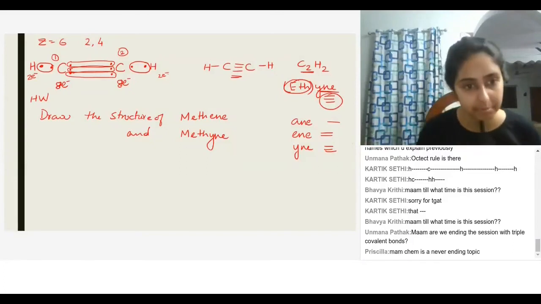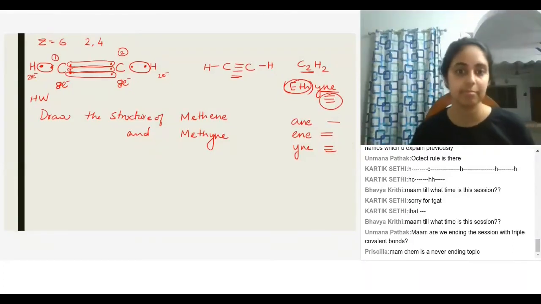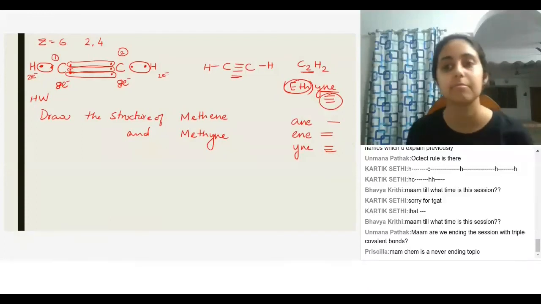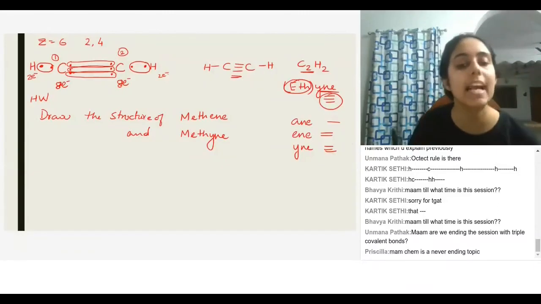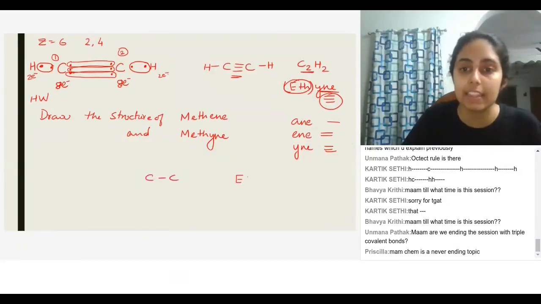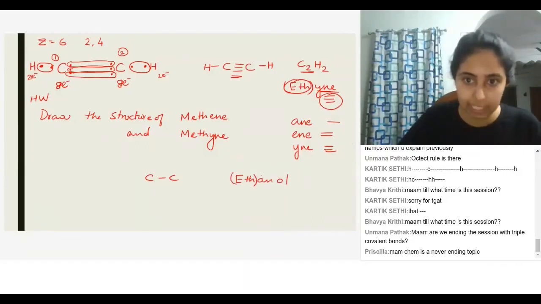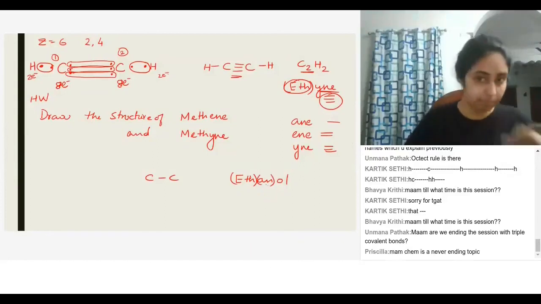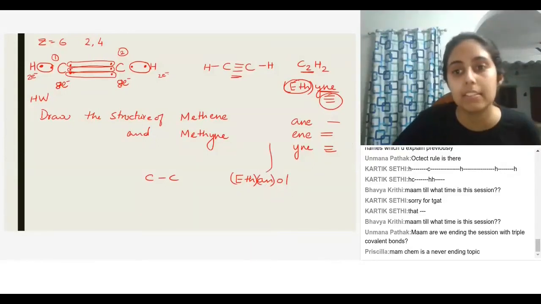In all these, does this only happen with hydrocarbons, like ethanol, E, T, H? Yes, it will happen with hydrocarbons and OL. OL is an alcoholic group. So if I want to draw ethanol, the structure of ethanol will be like this. So if I say eth and all, right? Eth meaning 2 carbon atoms, AN meaning ane, single bond.